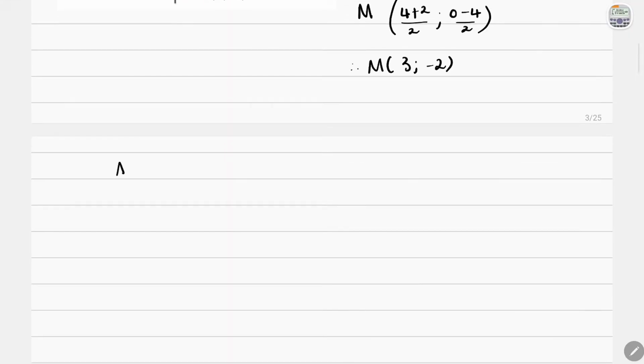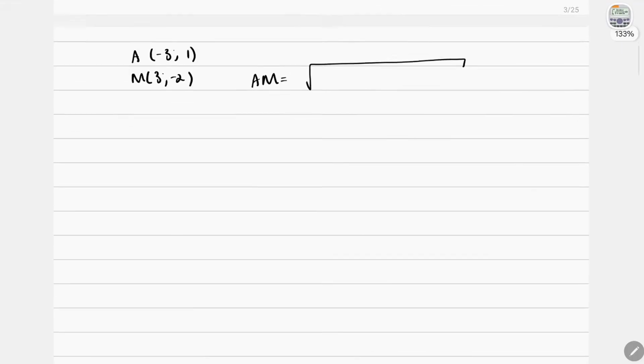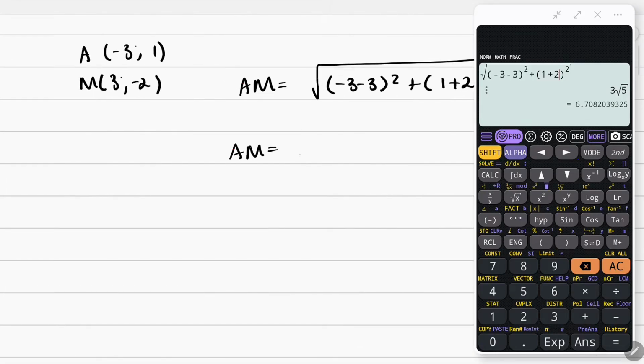Okay, so AM, we know what A is and M. So use the distance formula. AM is equal to, and we're just saying top minus bottom. Okay, I'm just making sure that A is fine. So this is x2 minus x1, which is negative 3 minus 3 all squared, plus 1 minus negative 2, which becomes plus 2 all squared. And let's find the length of AM. And that is 3 square root 5.